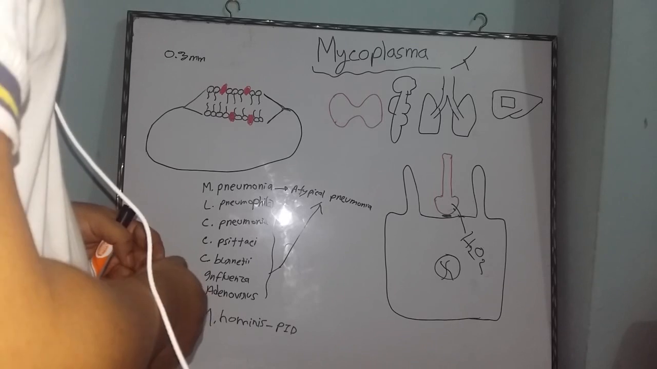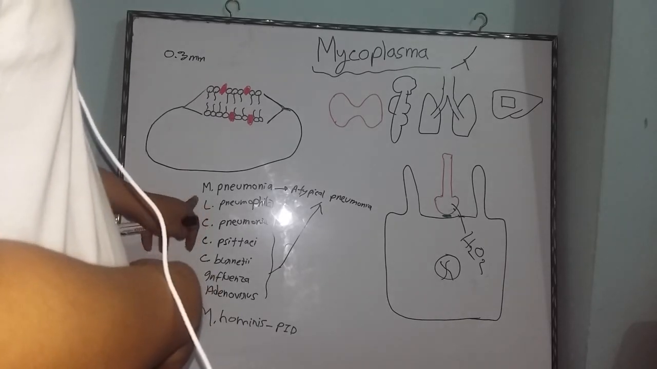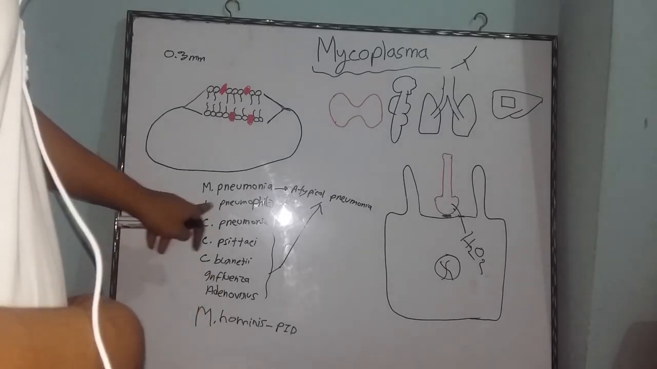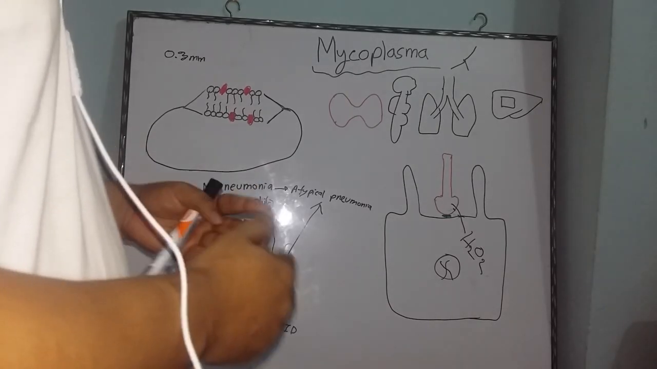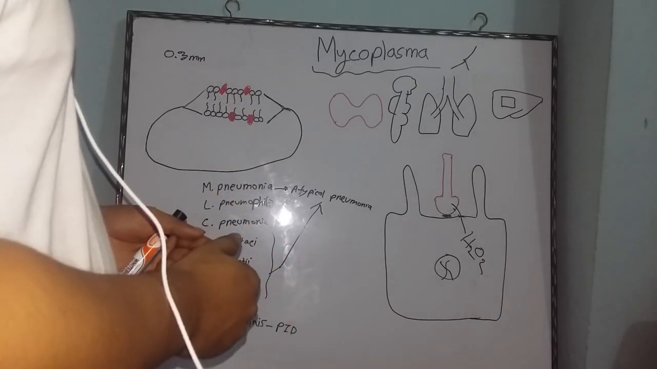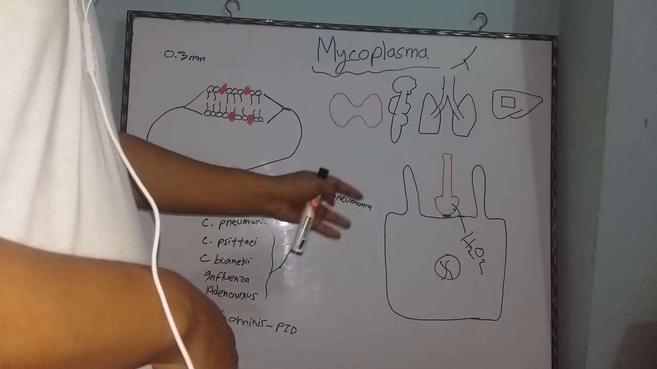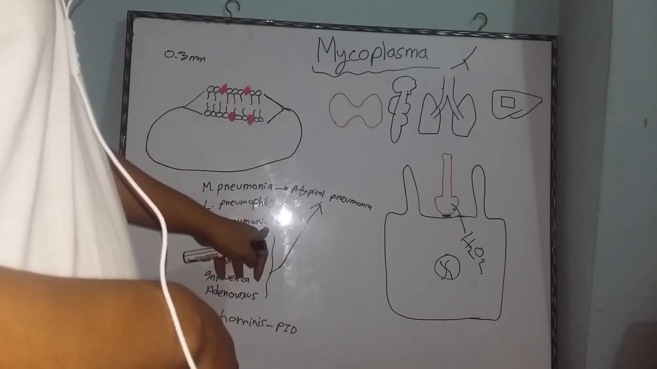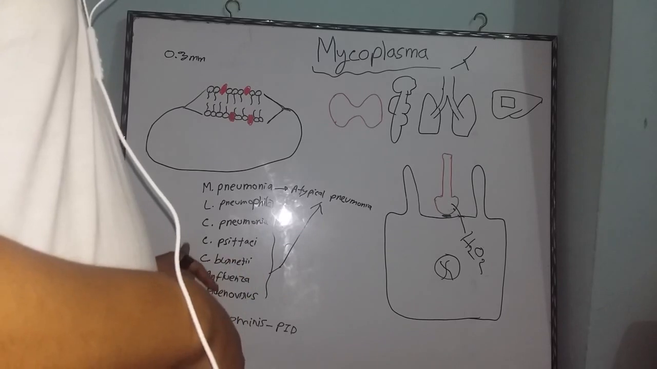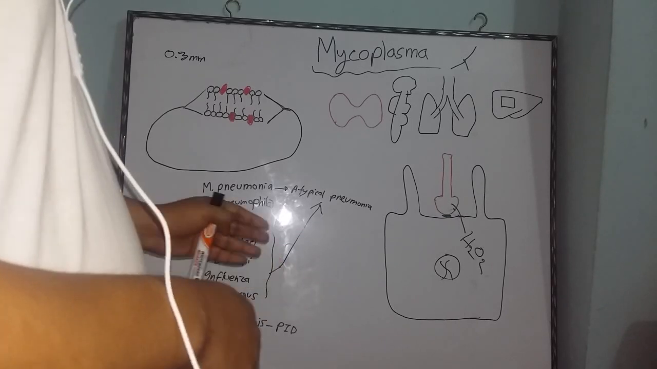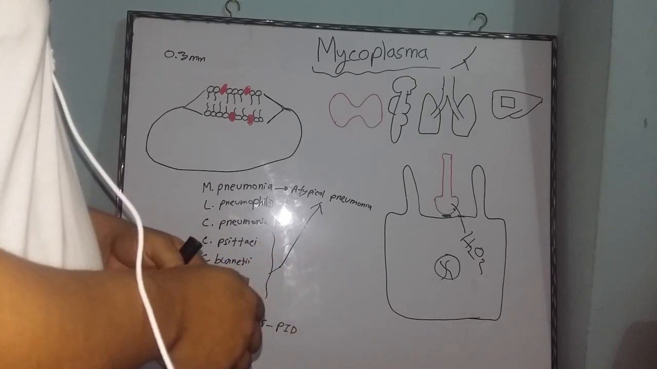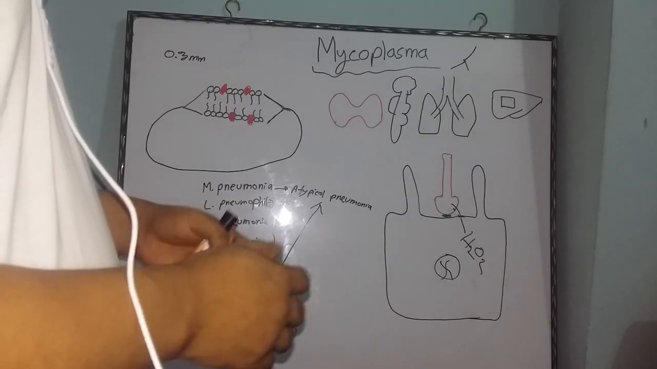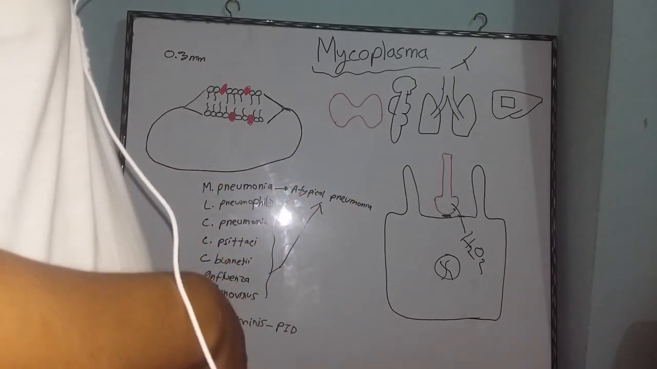And also other bacteria and viruses: the bacteria Legionella pneumophila produces Legionnaires disease, and Legionnaires disease is one type of atypical pneumonia. Chlamydia pneumonia also produces atypical pneumonia. Chlamydia psittaci produces a disease that is called psittacosis, and this psittacosis is one type of atypical pneumonia.